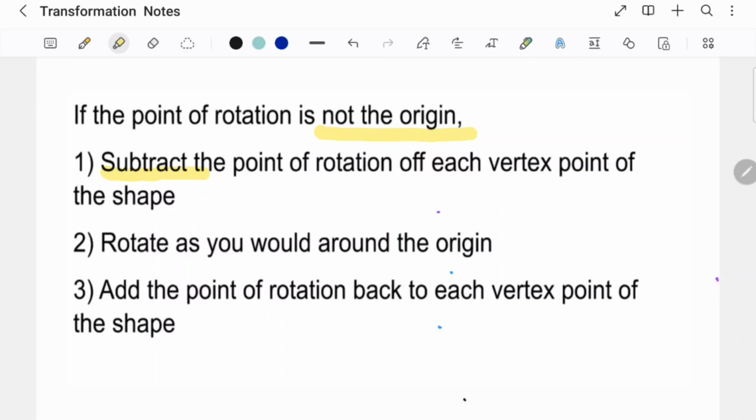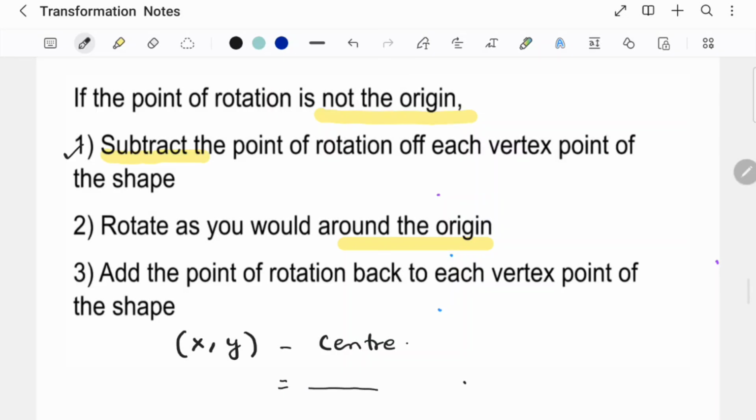Then whatever the rule you have, if it is 90 degree clockwise, you just use that rule on your answer after subtraction. Because you have subtracted already, you will add back to your answer. Whatever answer you get, that is your answer. For example, the coordinate in your question is x, y. Subtract the center. The center will also be x and y, so you subtract x with x and y with y.